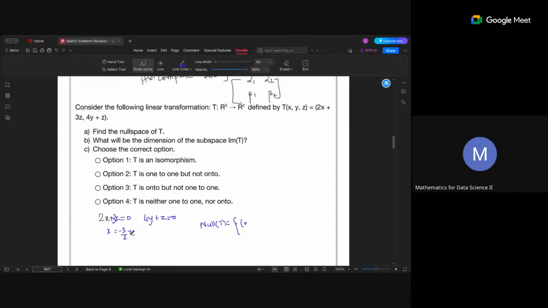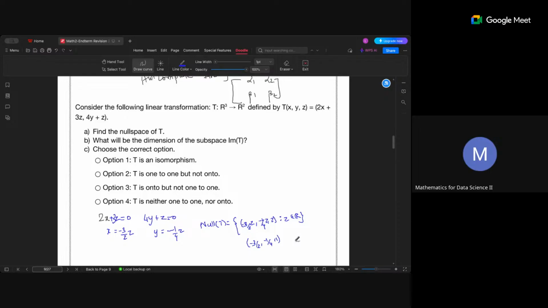Minus 3 by 2z and y is equal to minus 1 by 4z. So you will have minus 3 by 2z comma minus 1 by 4z comma z, with z in R. So the basis you can see is minus 3 by 2, minus 1 by 4, comma 1. Or if you want them to be integers, you can simply multiply it with 4 and get it.